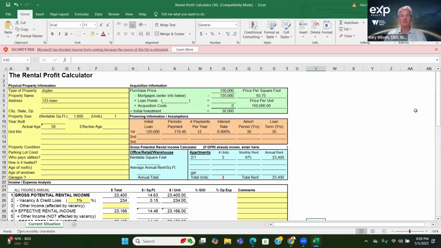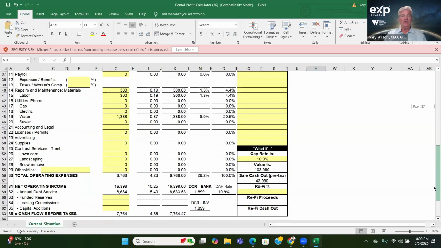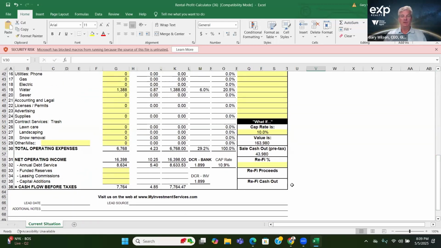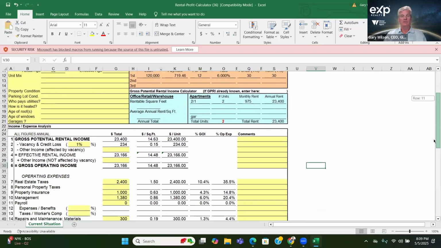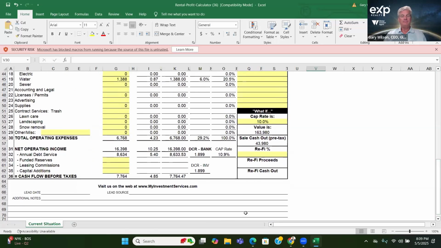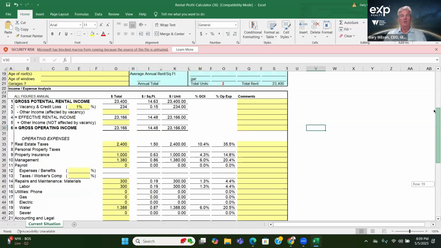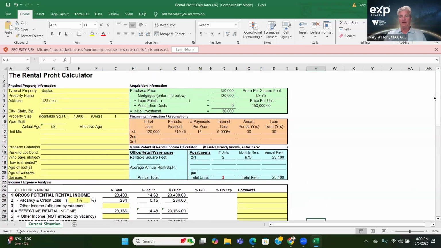So cash on cash return is cash in your pocket after everything, including debt, divided by your hard dollars into the property. In this case, $30,000. Okay. So your cash on cash return in this example is almost 26%. Exactly. Yep. Which is really good. I mean, I would take that any day of the week.